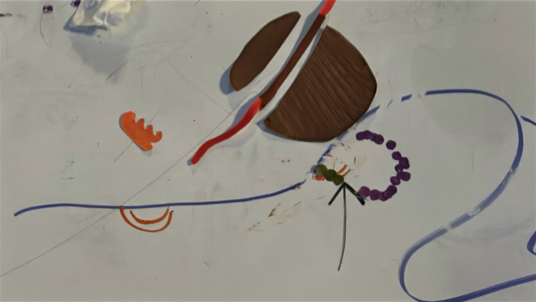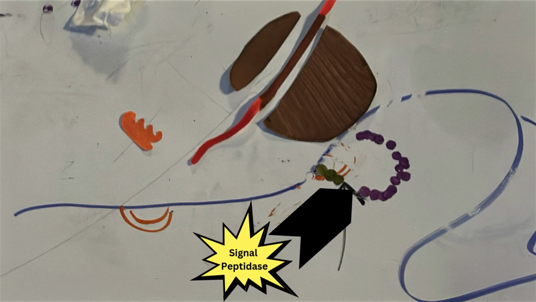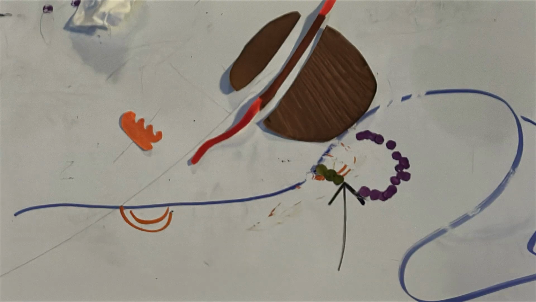The signal peptide is then removed by an enzyme, and the completed polypeptide is sent for secretion or other cellular locations.